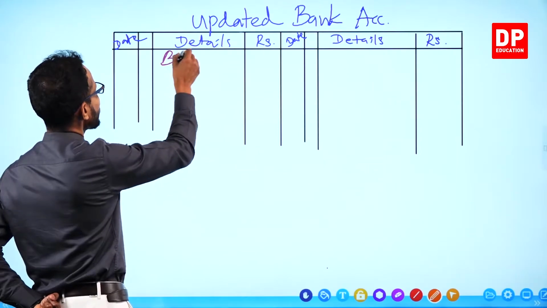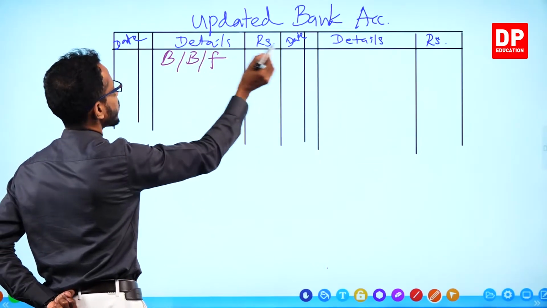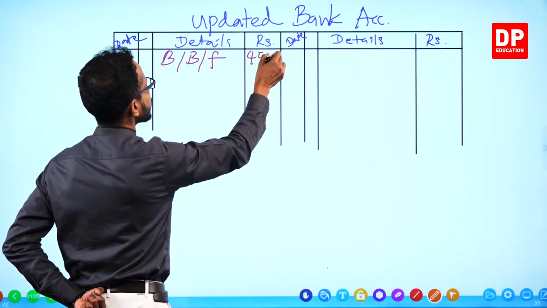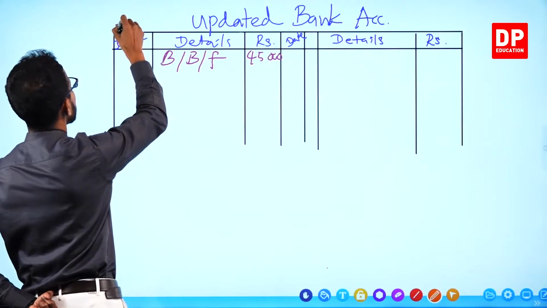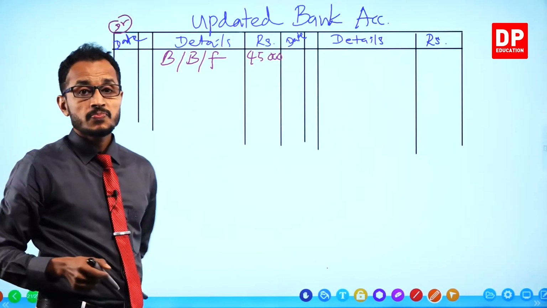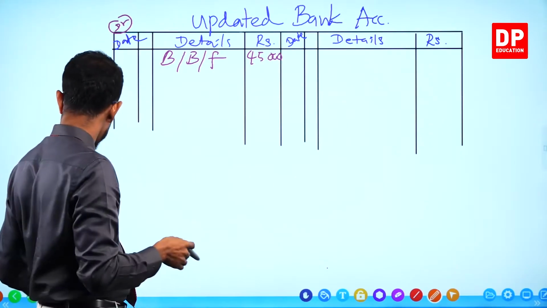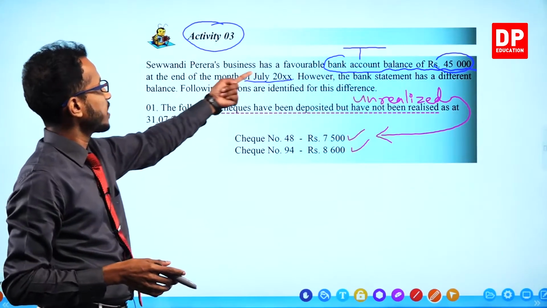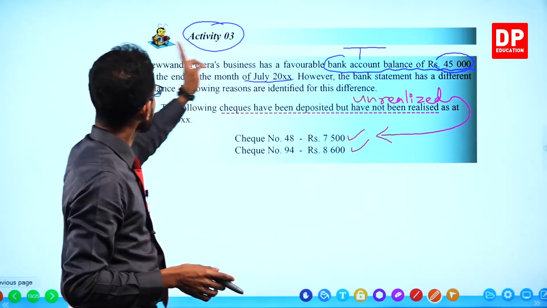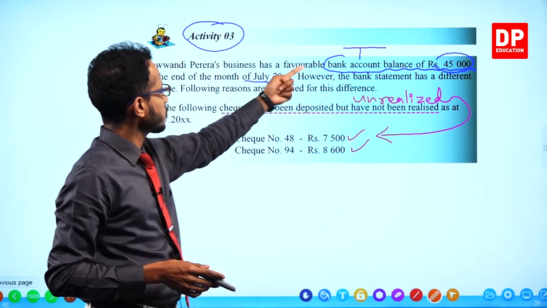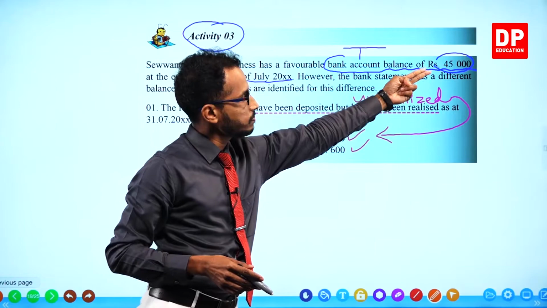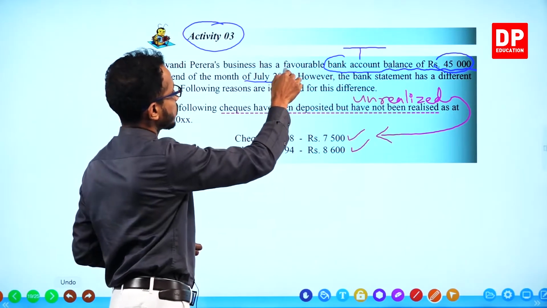So we'll record the balance brought forward, 45,000, on the debit side because it's a favorable balance. Favorable, positive. They have mentioned it here: Sewanti Perera's business, favorable bank balance 45,000. Favorable, children, favorable. Okay.